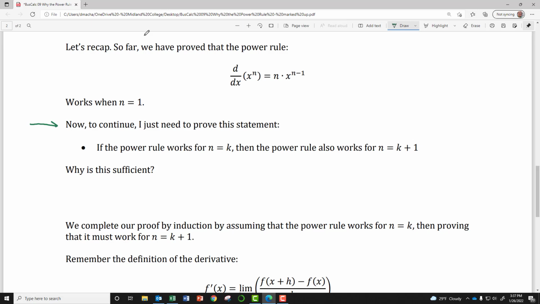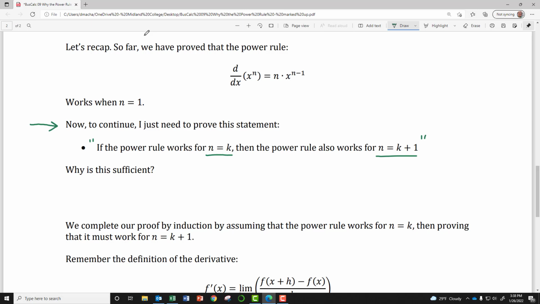And here we are at this point. To continue, I just need to prove this statement: if the power rule works for n is equal to k, then the power rule also works for n is equal to k plus 1. And I invite you to pause the video and see if you can appreciate why this statement would be sufficient to prove the power rule for any number n, right?